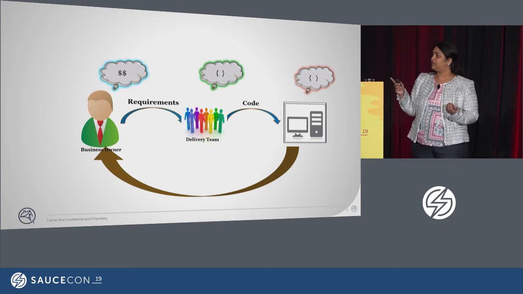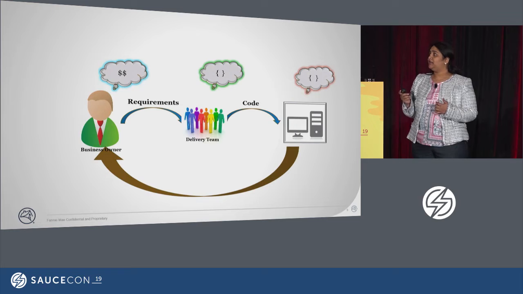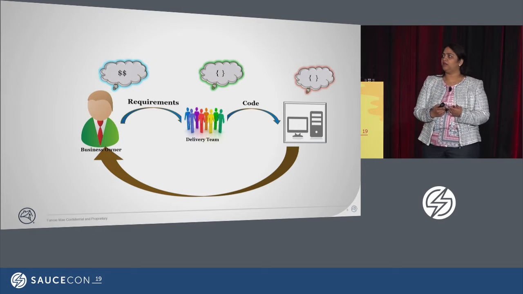That means a business owner explains the requirements to the delivery team, and the delivery team, even though they understand the same requirement, might imply a different meaning to that. So in order to understand this better, let me give you an example. The business owner might be asking for a new requirement, for example, in a financial project, he might want a new user registration system.